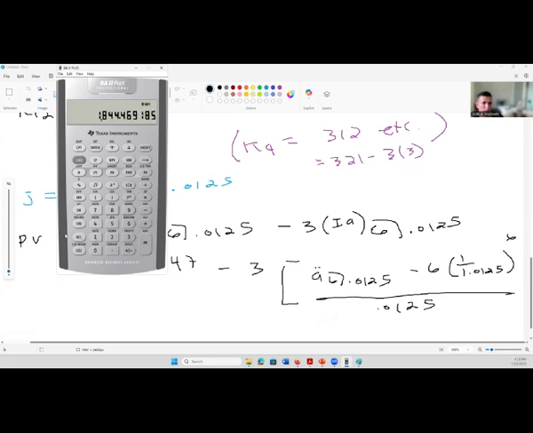So I forgot to make that positive. So, right, sorry, let me do that again. Minus 6 times 1.0125 to the minus 6, times 3. So we get 1784 cents.